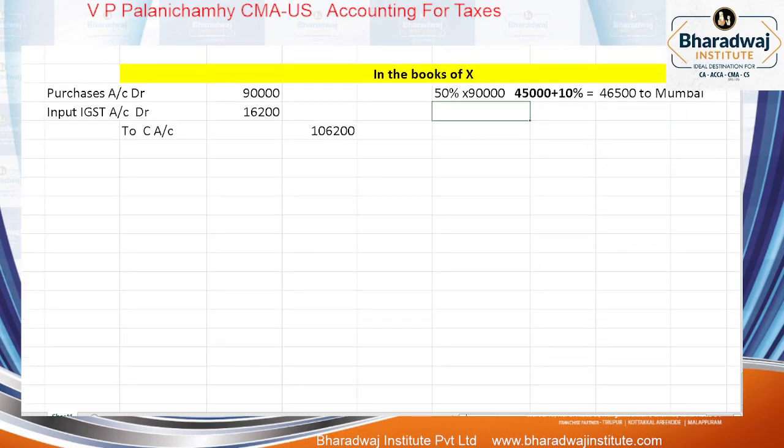What is the entry he'll pass for this sale? Who is the buyer? Mumbai, who is the buyer? T. T account debtor to sales, to which one? Output IGST account. So this will be 46,500. Output IGST, what percentage comes on this? 18% comes. So total.